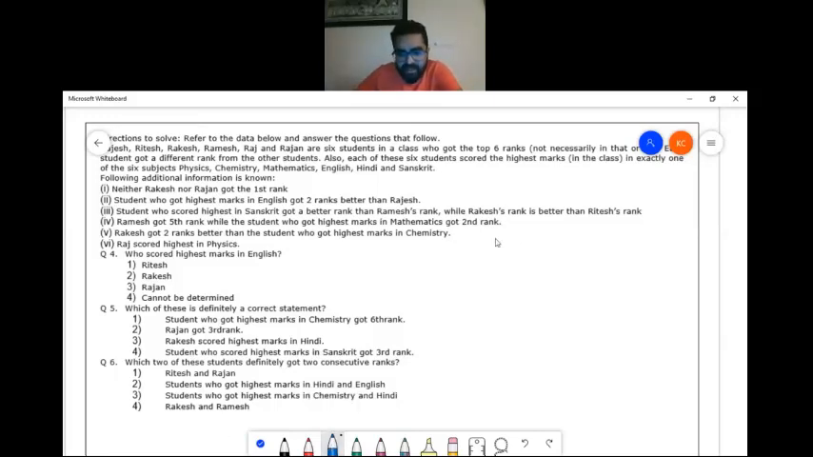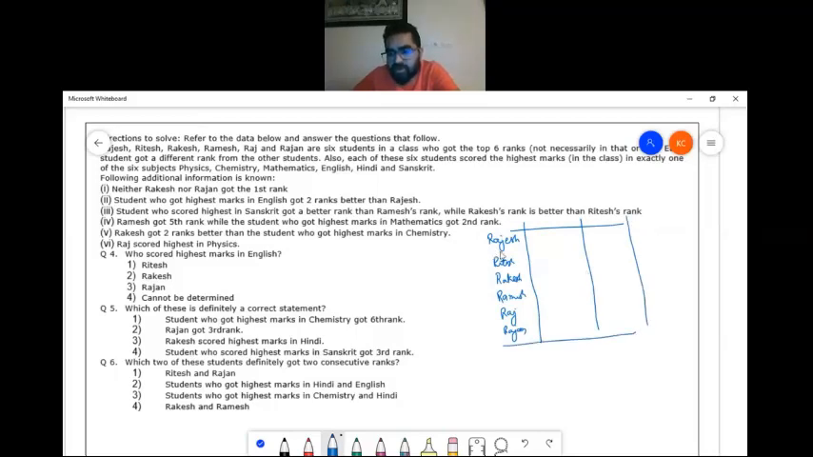Okay, we have been given some information. So what I'll do is I'll make one table with each of these names: Rakesh, Rajesh, Ritesh, Ramesh. So we have six names and their overall rank, and then we have the subject topper. So overall rank is something which we can write here. First column and second column, we'll write which subject a particular student is topper of. So this is what our table will look like.